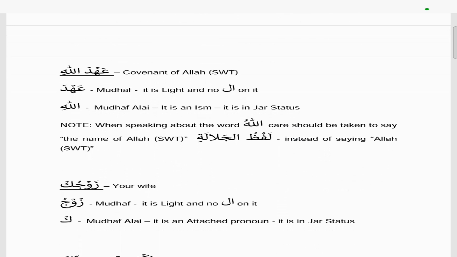And the second is a'dallahi, which means the covenant of Allah, or another way of saying it is Allah's covenant. So a'da is the mudaf, and you'll notice it is light and there's no al on it, so it follows the rule of a mudaf. And in this case it is nasab, but remember, a mudaf can be any status. It can be rafa, it can be nasab, it can be jar. And then the word Allah is mudaf ilay. It is an ism, and it is therefore in jar status, which you can see because it has a kasra on it. But because it's a mudaf ilay, it is automatically jar status, even if it doesn't look like that.